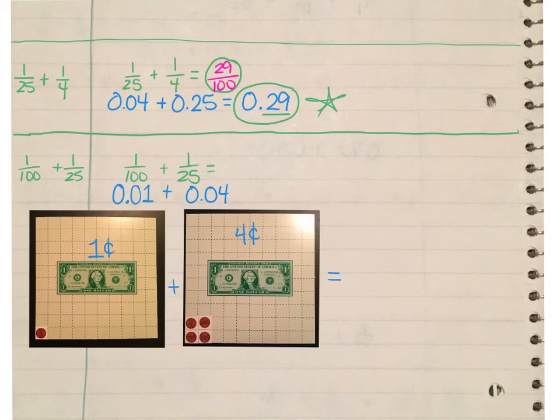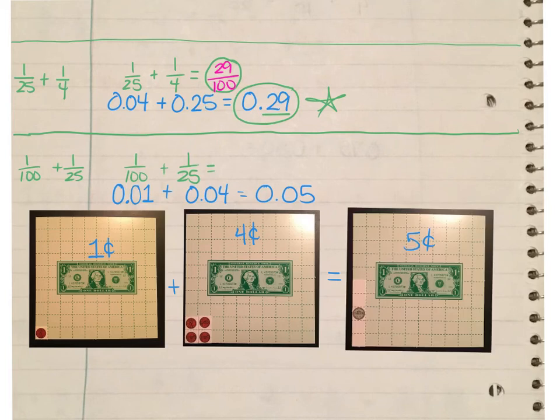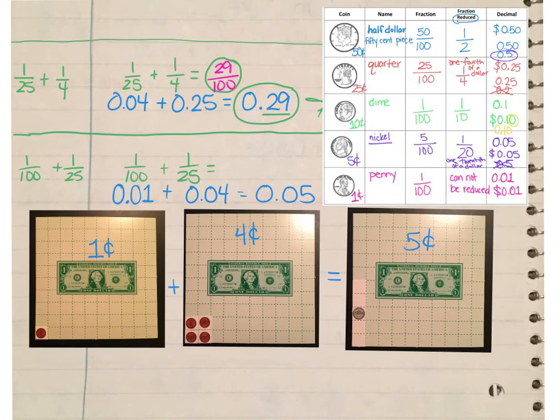Now, here's an easy problem. 1 cent plus 4 cents. What does that equal? It equals 5 cents. Good job. So, what is another way that we could write 5 cents to get an answer? The easiest way to write 5 cents is a nickel. We know that a nickel is what fraction of a dollar? A nickel is 1/20th of a dollar.